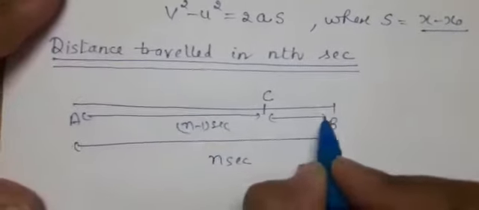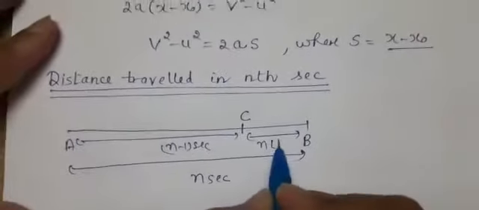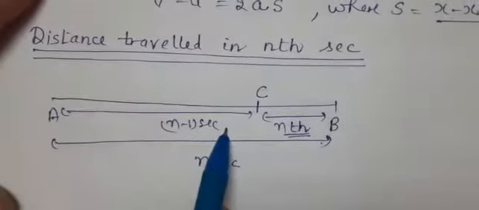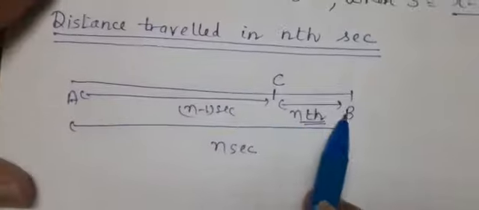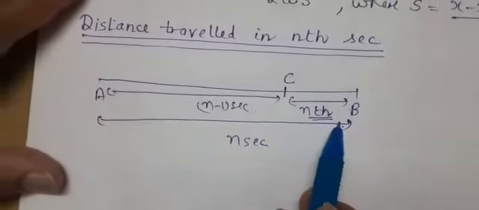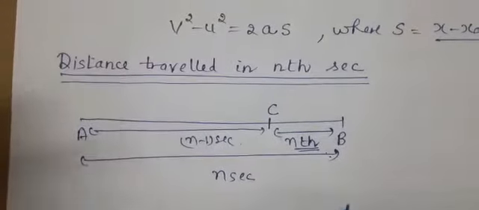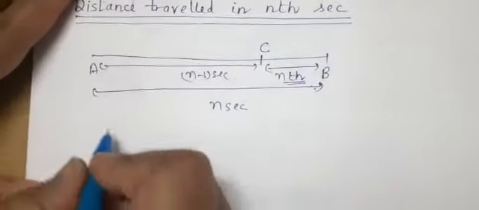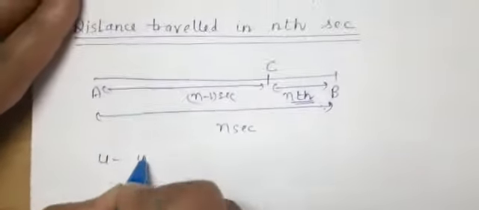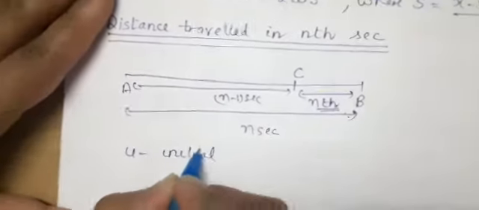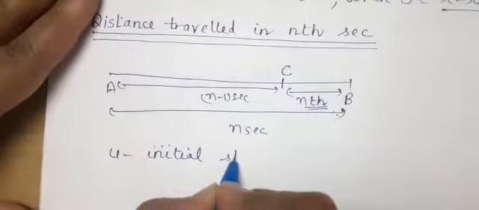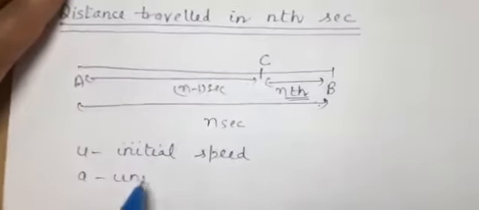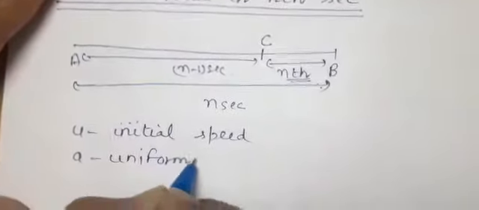So this distance will be the distance travelled in the last 1 second. N second minus n minus 1 second means the distance travelled in the last 1 second. That means the distance travelled in the nth second. So now here we will do a few specifications. Let u be the initial speed of the body and a be the uniform acceleration of the body.